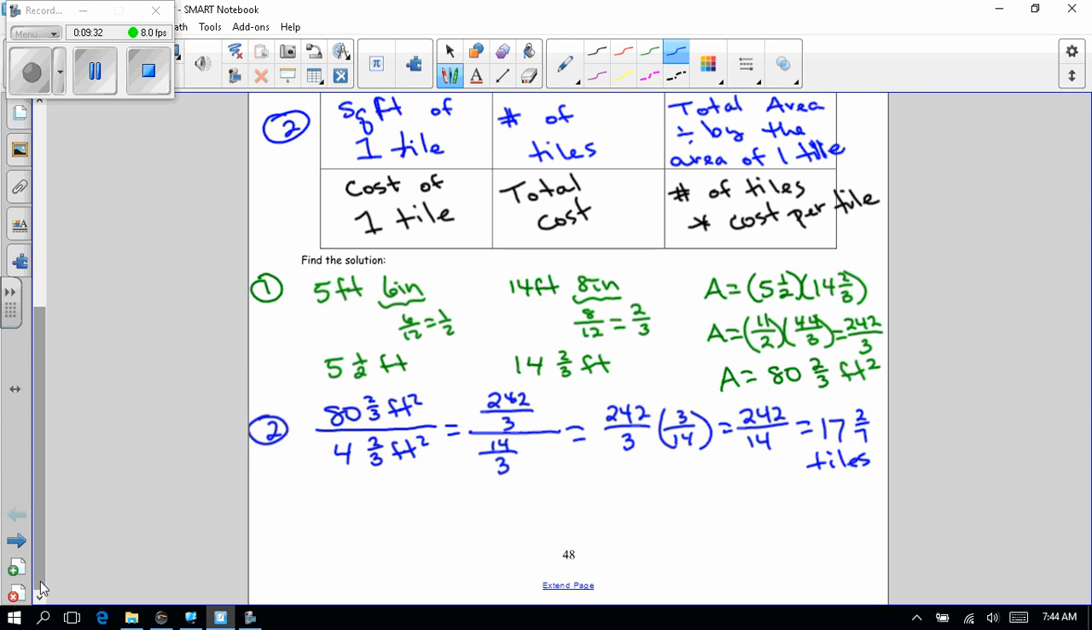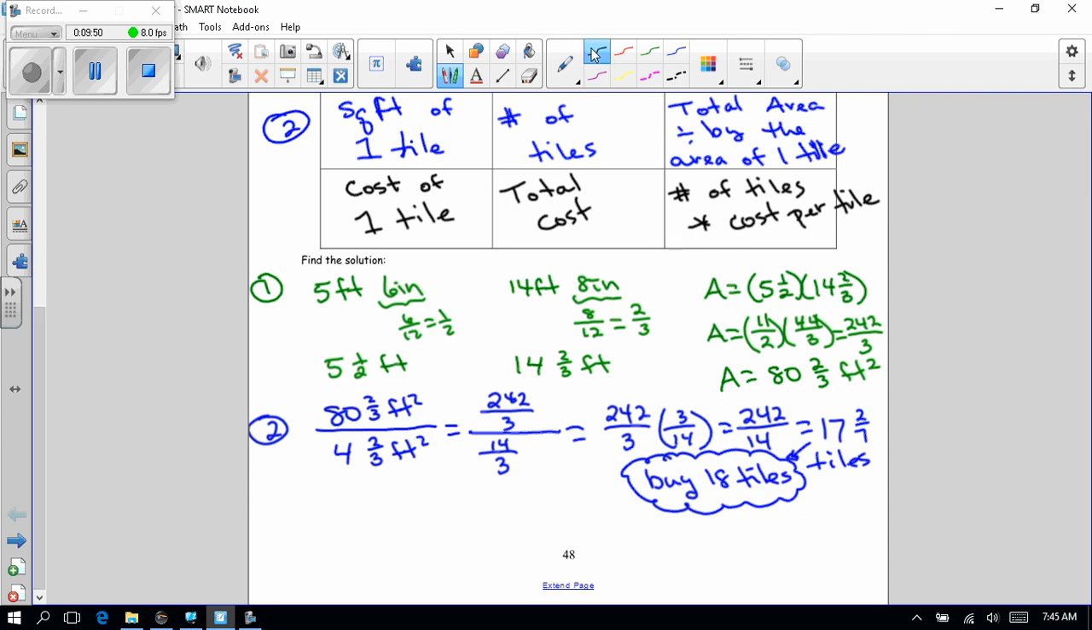So I actually need to buy 18 tiles. Right? I can't round down. This is when in the real world you don't actually round down. If I round it down to 17, I'm going to have this little chunk on my floor that's not covered, and that's going to look weird.